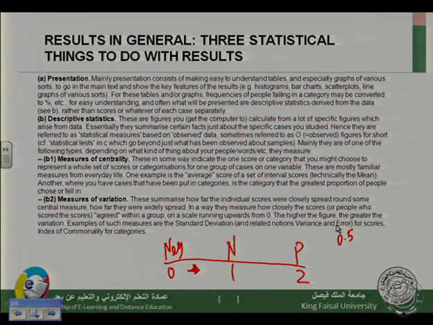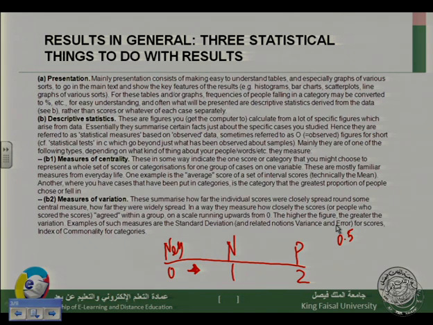So as I said, from your observed data, you get these numbers or figures. You get the computer to calculate these. What we are going to talk about is the mean and standard deviation. So measures of centrality, these in some way indicate the one score or category that you might choose to represent a whole set of scores or categorization for one group of cases on one variable.